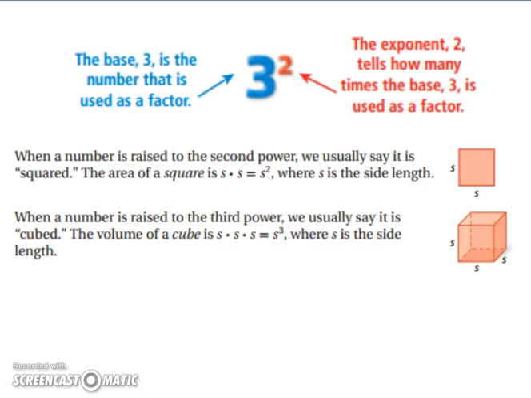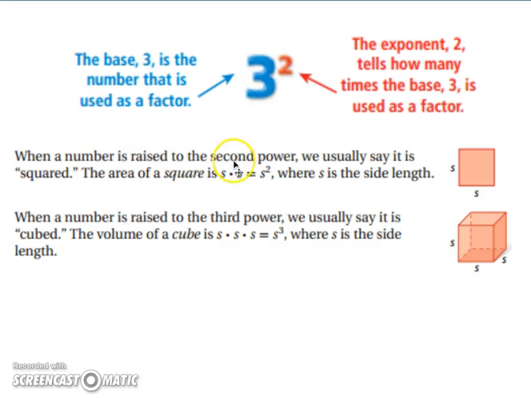The base, in this case 3, is the number that is used as a factor. So your base is your bottom number. Your exponent, which is this 2, tells you how many times the base is used as a factor. So in this case, since it's a 2, it's like saying 3 times 3.